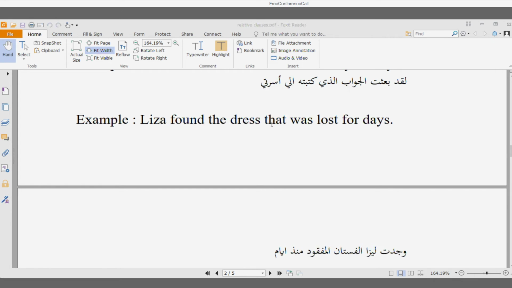Lisa found the dress that was lost for days. شنو كانت قبل؟ كانت Lisa found the dress. The dress was lost for days. So حذفنا المتكرر اللي هو dress وربطنا الجملتين بذات صارت عندي Lisa found the dress that was lost for days.